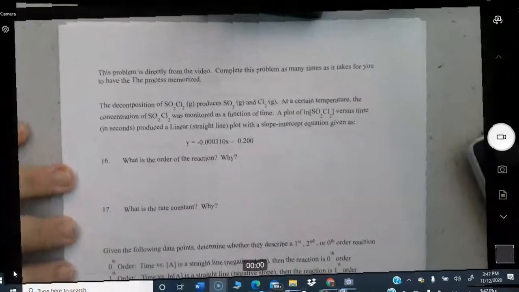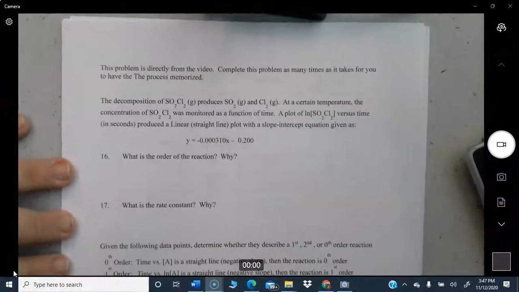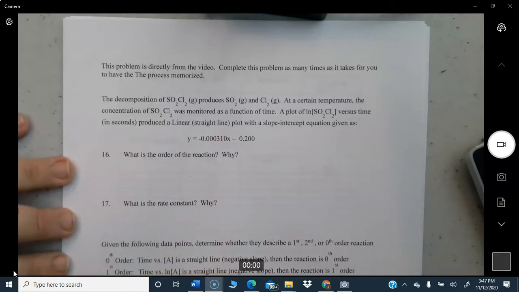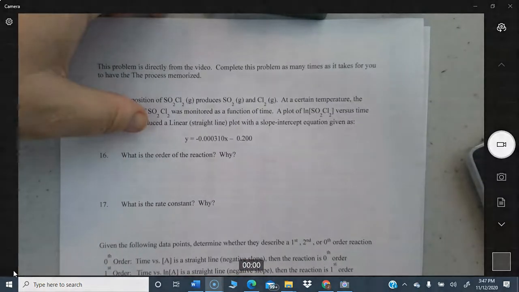On the next page, this problem is directly from the video. It is number for number from the video. So what I want you to try to do is see if you can remember how to work it and answer these 2 questions. And if you can't, go back and watch the video. That is the integrated rate law video for day 52. Just go back and watch it again and answer this. All right.